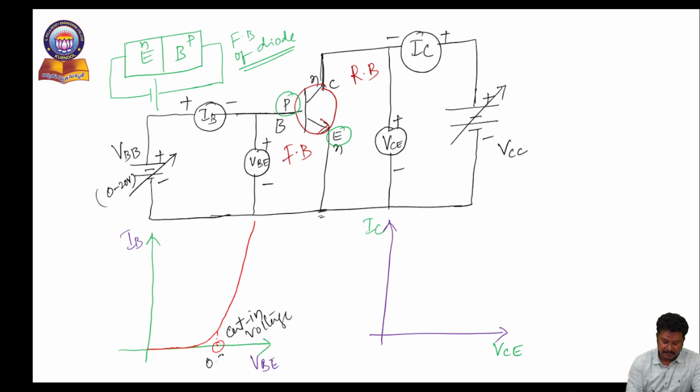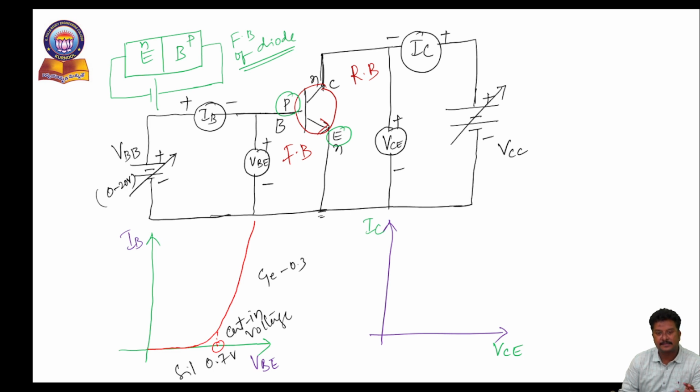This is very crucial. For silicon, it will be 0.7. For germanium, it is 0.3. This is very crucial. For silicon, it is 0.7. For germanium, it is 0.3. These are the general diode characteristics what we are observing.